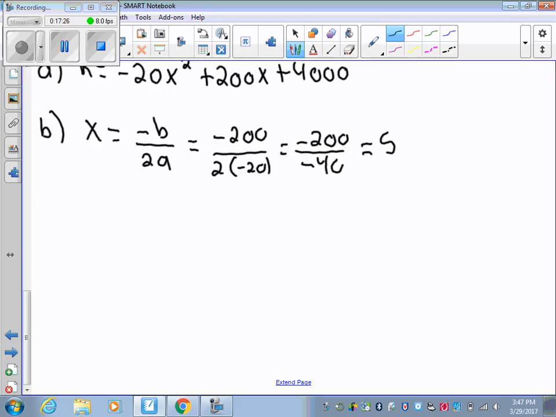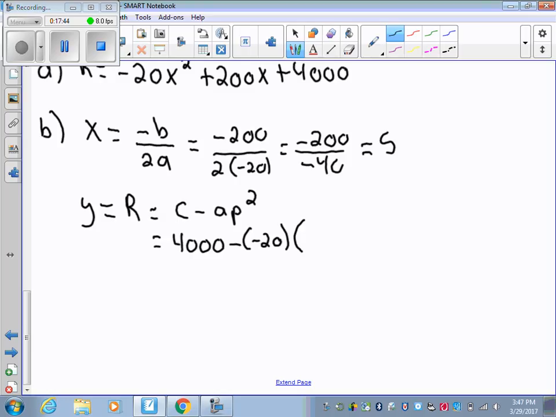So now I'll find my y, and in this case, y represented revenue. And we do c minus a p squared. So c was 4,000 minus negative 20, and the p we just found was 5. So we solve this.